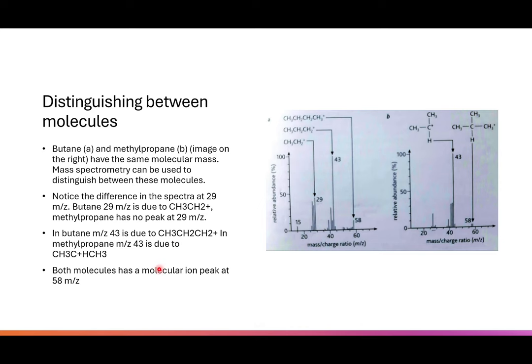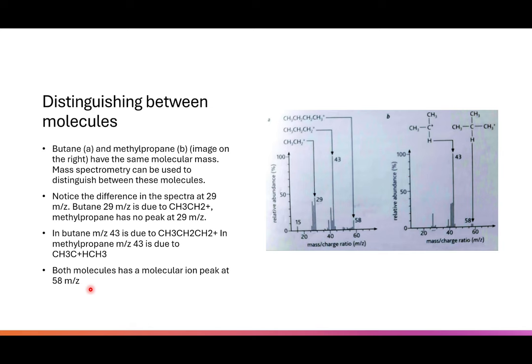Well, 58 rather, because they would have the same mass at those peaks. Both of them have a molecular ion peak at 58. So when two molecules have the same molecular ion peak, we know that they have the same mass. But looking at the rest of the spectra, we can figure out whether or not they are the same, or if they are different, if they're isotopes of each other.